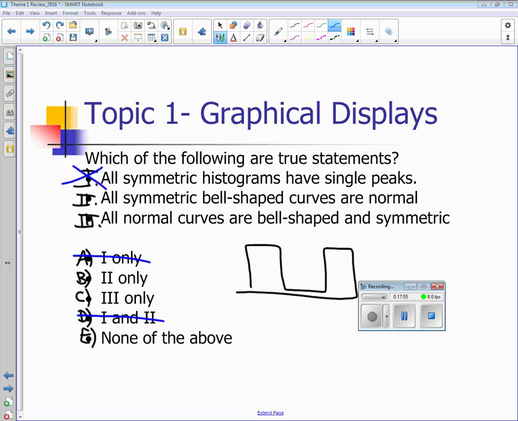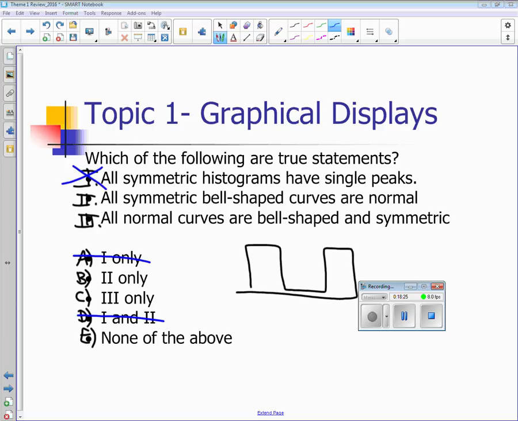What about number 2? Number 2 and Roman numeral 3 are kind of like, well, they're not the same. Think about geometry. Aren't they inverses of each other? Or, no, they're not inverses. The converses of each other? Right. If it's symmetric, then it's normal. If it's normal, then it's symmetric. Which one's true? Well, only one can be, because the word all is in there.